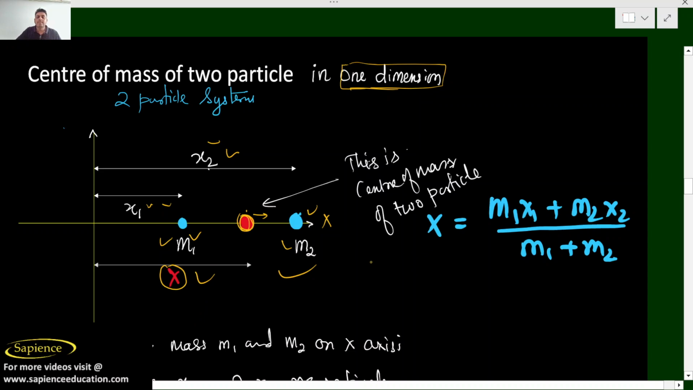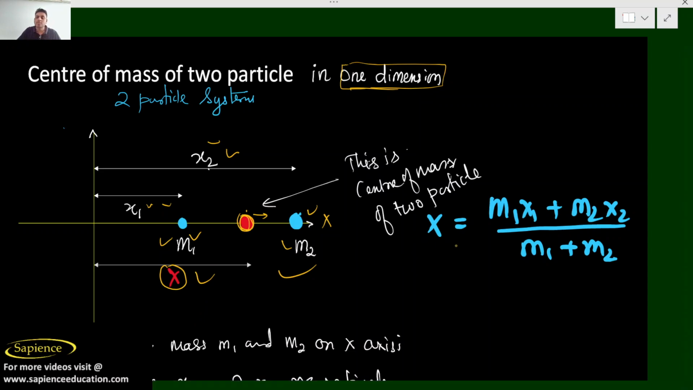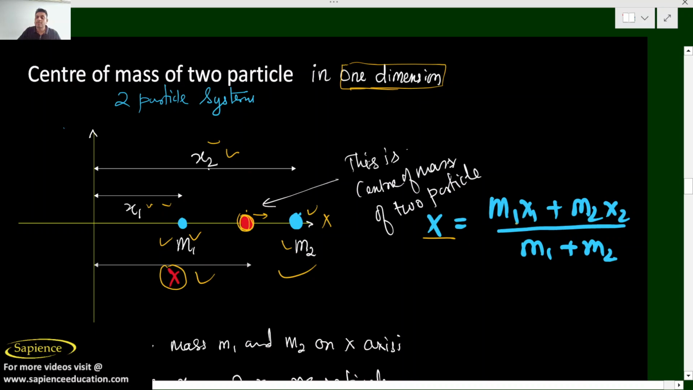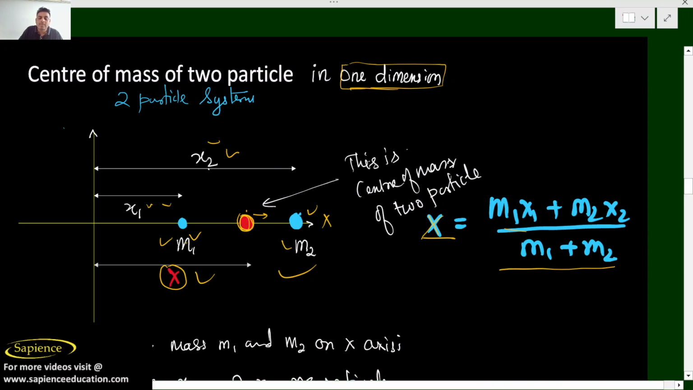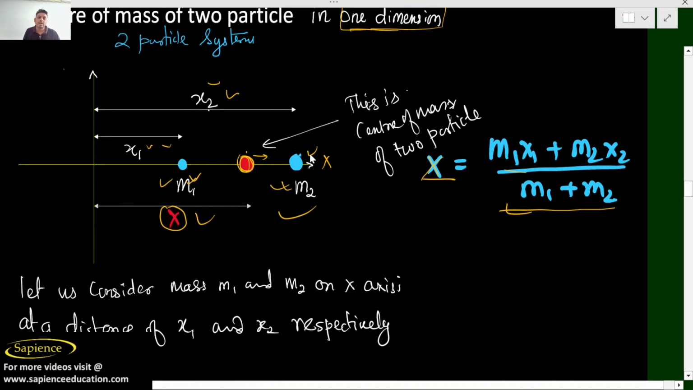To find the position of the center of mass, we use this formula: x equals (m1 x1 plus m2 x2) divided by (m1 plus m2). This is a very basic formula, so you should always remember it. Whenever you want to find the position of the center of mass, multiply m1 with its position x1, m2 with its position x2, and divide by the total mass, m1 plus m2. I hope you have understood now.